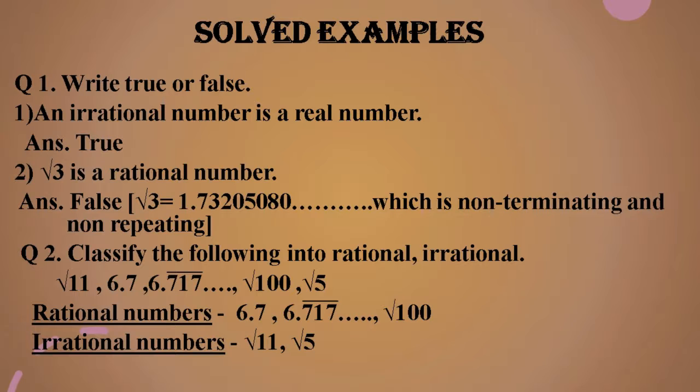Root 100. 100 is a perfect square because root 100 is equal to 10. So it will come under rational numbers. And root 5. The square root of any prime number is an irrational number. And even the value of root 5 will be non-terminating and non-repeating.